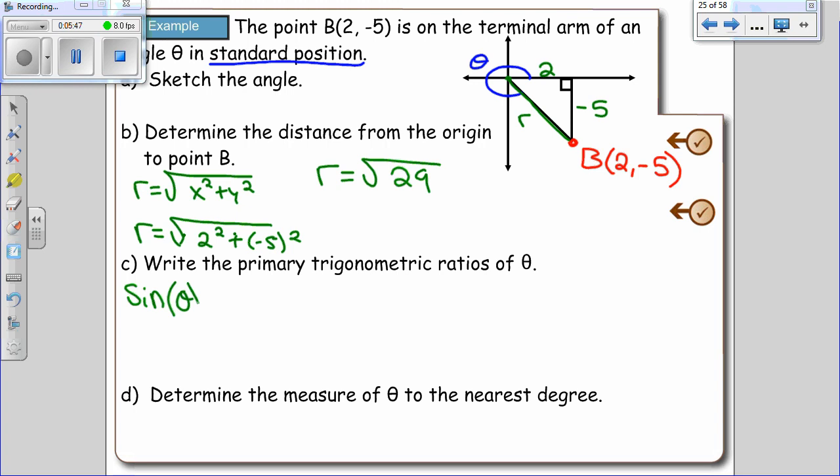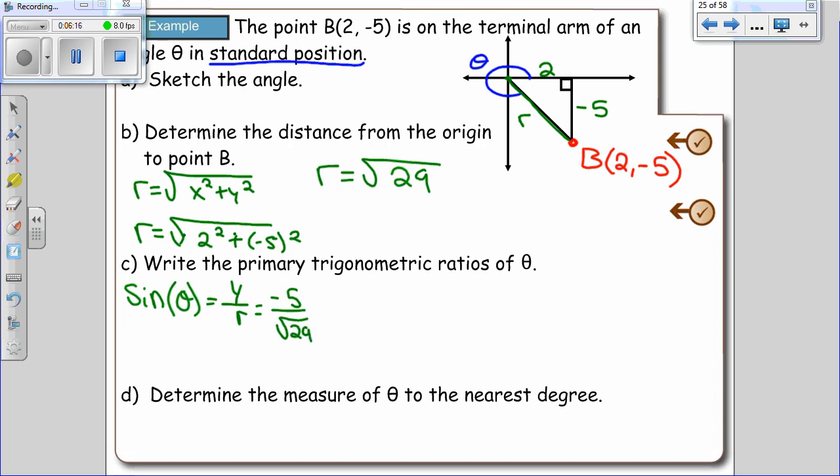The primary trig ratio for that is opposite over hypotenuse. It's also y over r. Those are the two formulas. So you can use SOHCAHTOA to figure that out, or you could use the y over r formula. That means it's equal to negative 5 over root 29.